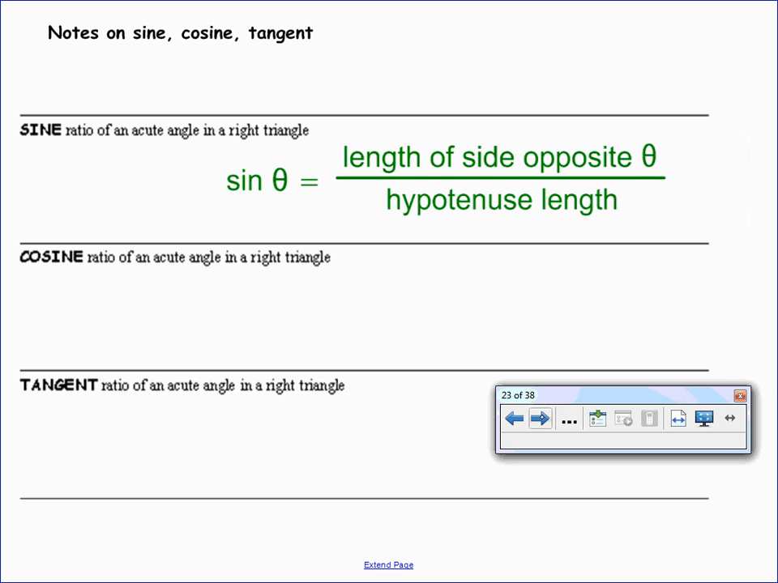So the sine is the ratio of the opposite side length to the hypotenuse side length. We often use theta to represent an unknown angle measure or an angle. And so this symbol right here is the Greek letter theta.